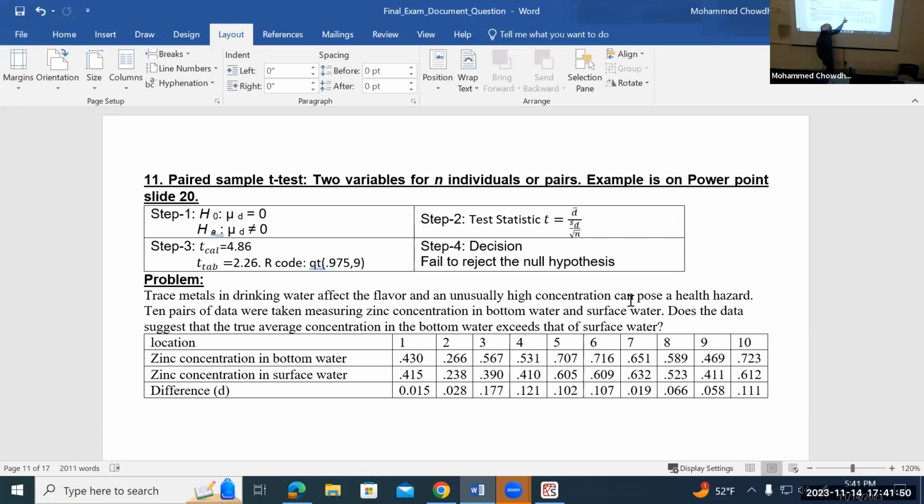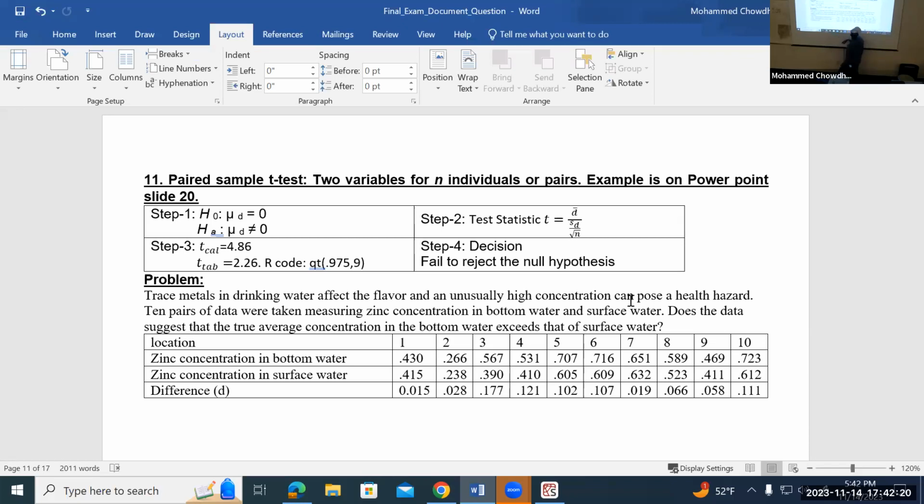So these are the 10 different lakes, this is the bottom water, this is the surface water, and this is the difference between them. This is the D, this is the average of that, the standard deviation of that is equal to this, and n is equal to 10. You will get a calculated value from there, and then you are getting a tabulated value also from there.